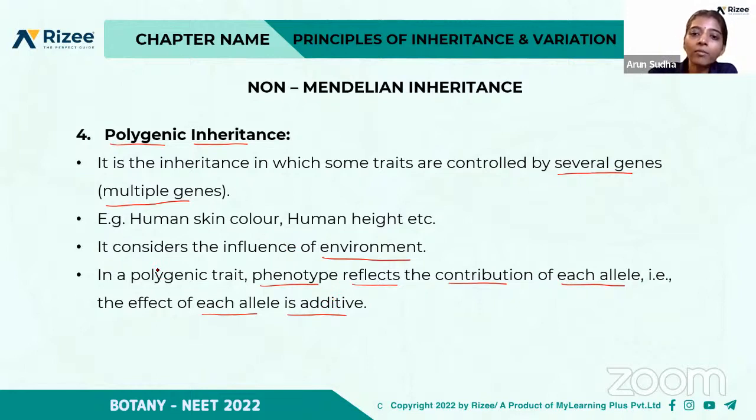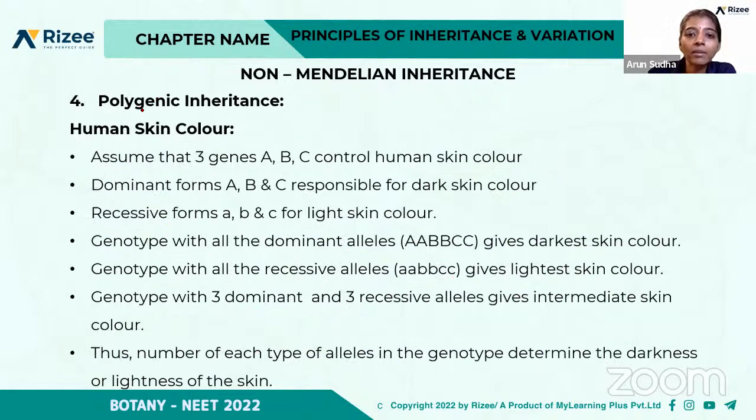For example, if you take the color of the skin, if 3 genes, for example A, B, C, control the skin color, here the dominant forms are responsible for dark skin color. So if the person has all the dominant alleles, then the color will be dark. And the recessive forms, small a, small b, and small c, give light skin color. So a genotype with all the dominant alleles will give the darkest skin color, and a genotype with all the recessive alleles will give the lightest skin color.